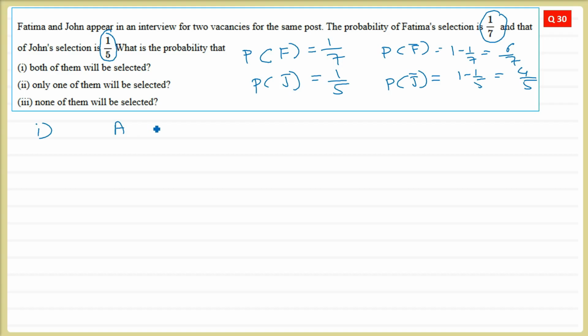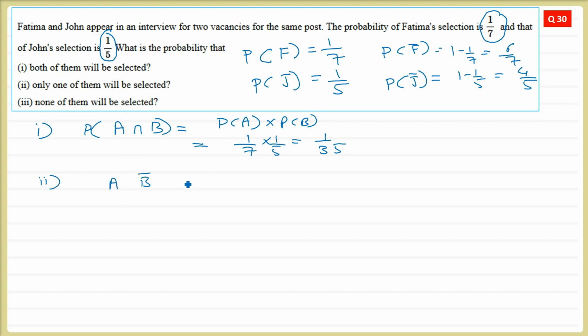Both of them getting selected, that is A and B, F and J, both are getting selected. I am representing F by A, J by B. This is going to be P(A) multiplied by P(B) because these are 2 separate events. 1 by 7 into 1 by 5 gives you 1 by 35. Coming to the second one, only one of them will be selected. So A selected, B doesn't, or B gets selected, A doesn't make it.